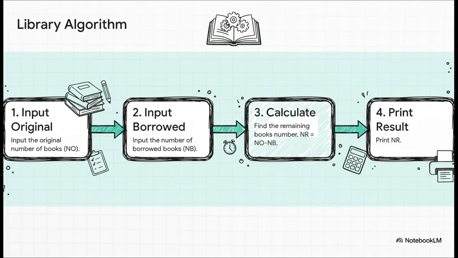And check this out. Here's a perfect, simple example. If you want to figure out how many books are left in a library, the algorithm is just these 4 logical steps. See? No guesswork, no confusion. Just a clear, straight path from the problem to the answer.